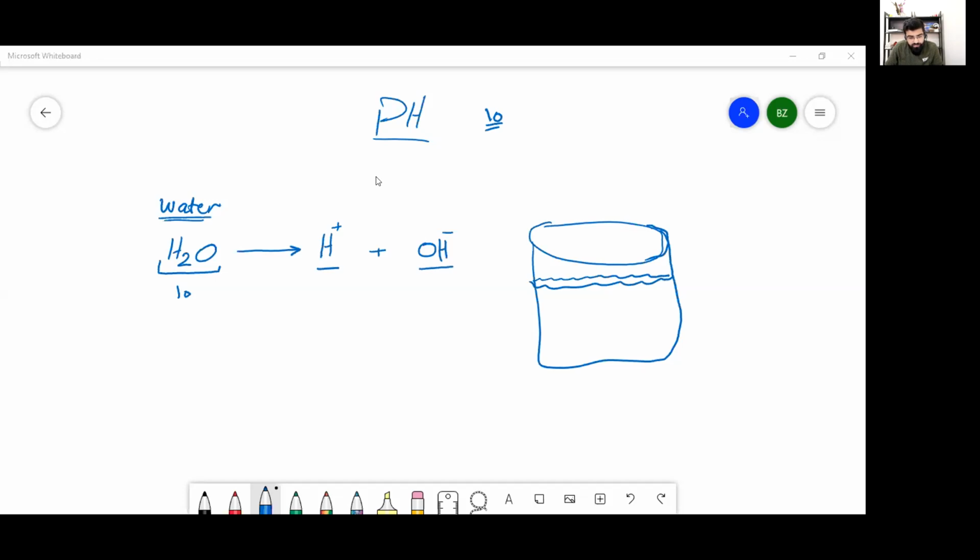Ali Dakhil said 10, Faris said 13. No, I'm not asking for BH, Faris. I'm asking for the number of H pluses and the number of OH minuses, a number of molecules, if 10 molecules of water split or react.